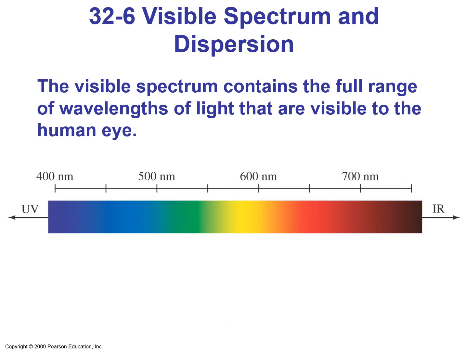Section 6. Visible spectrum and dispersion. The visible spectrum contains the full range of wavelengths of light that are visible to the human eye. As I mentioned earlier, the visible spectrum covers nearly 400 nanometers to about 750 nanometers, from the blue color, green color, yellow toward the red. Electromagnetic waves at larger wavelengths or less energy are called infrared, and wavelengths below 400 nanometers are called ultraviolet.